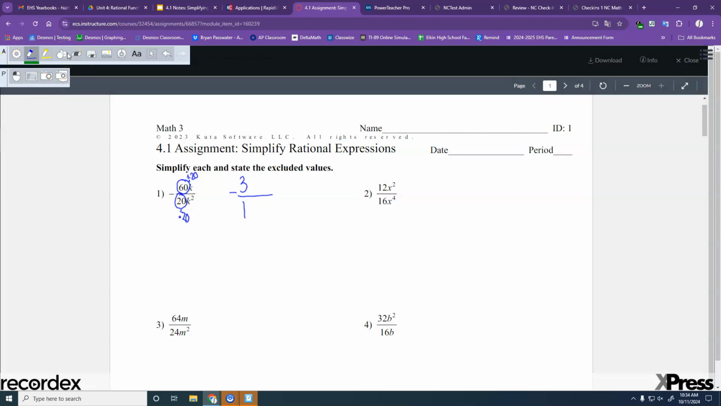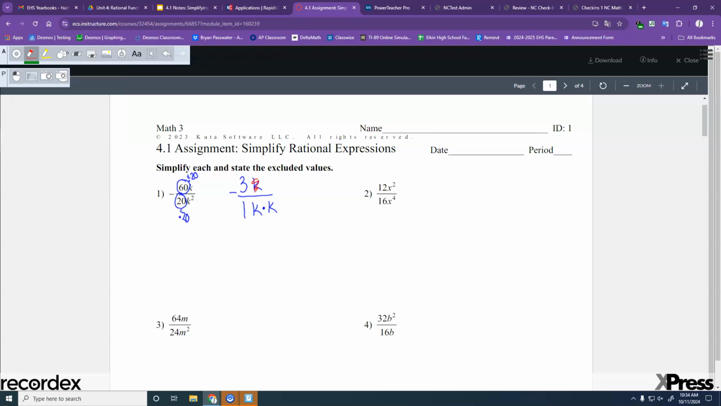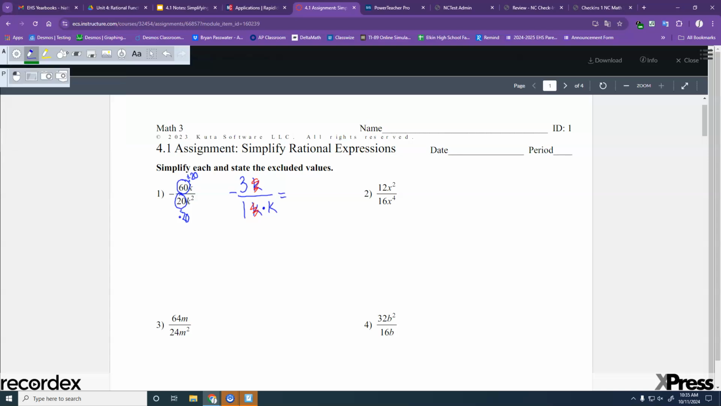Okay, and then we can think of this like this. On top, we've got 1K. On bottom, we have 2Ks. I could split them apart right there, right? What happens when I have a K on top and on bottom? They cancel out right there. So for this problem, I would get negative, well, let's leave the negative out front, negative 3 over K. You can put 1K if you want, but that 1's not necessary.